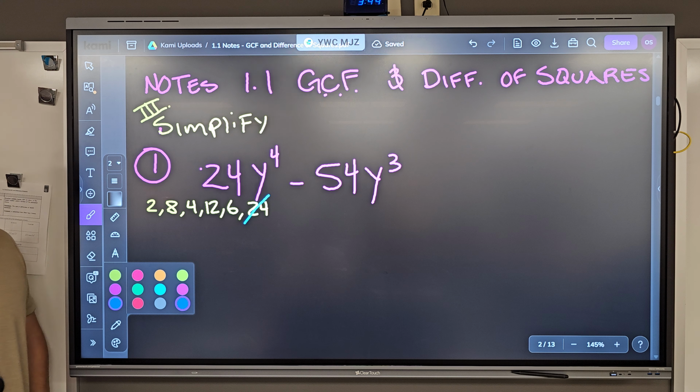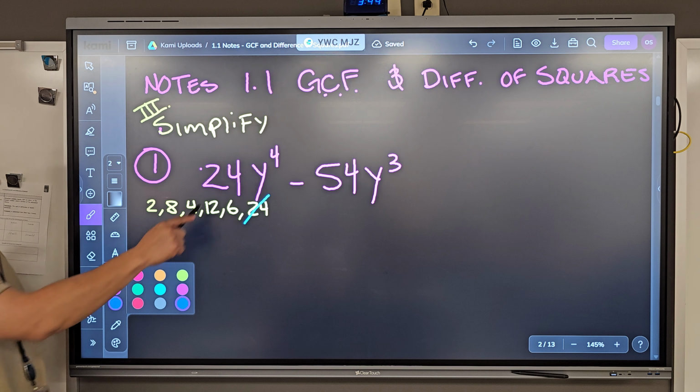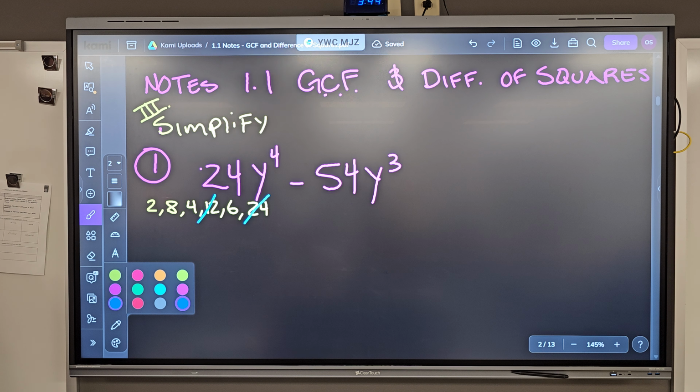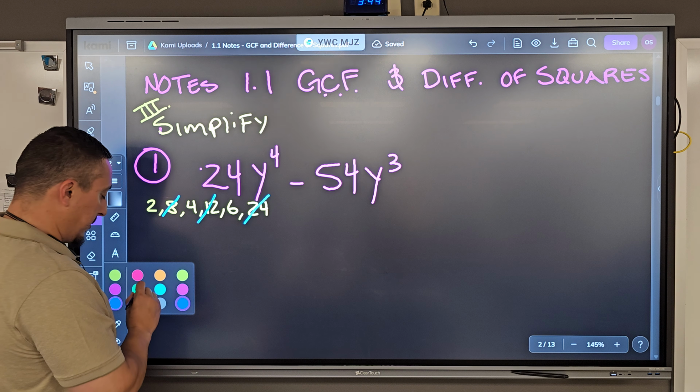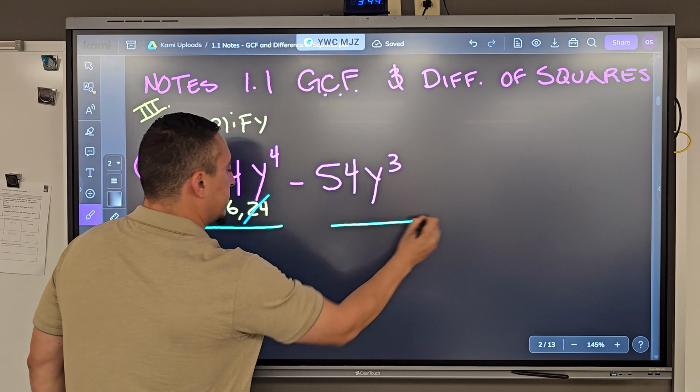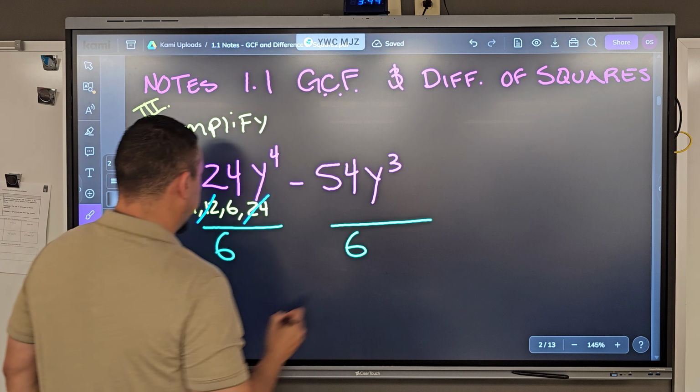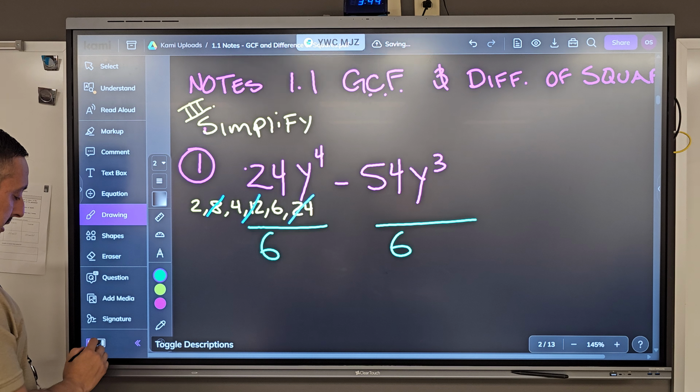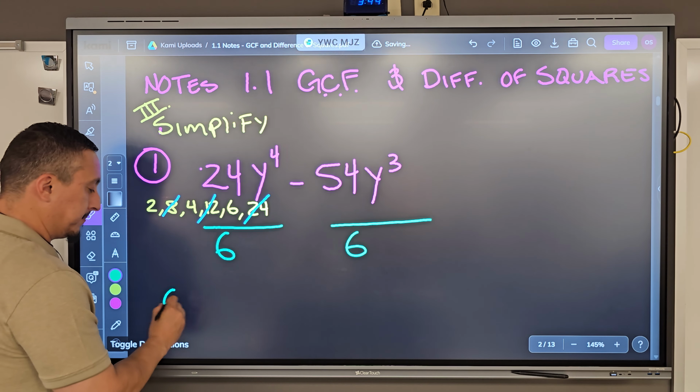Does 12 go into 54? No. Does 8 go into 54? Notice I'm going on the biggest ones first, right? 8 does not go into 54. What about 6? Yes, right. So you know your table's good. So that's what we do. We're going to divide both of these by 6. That's going to be our GCF. So we're going to take a 6 out.